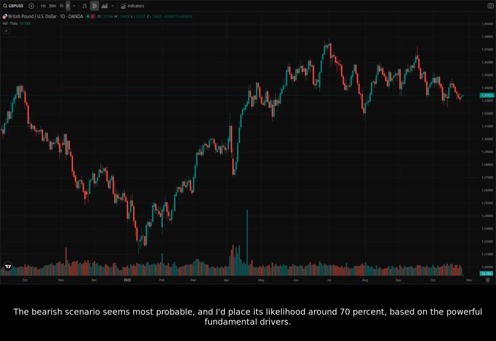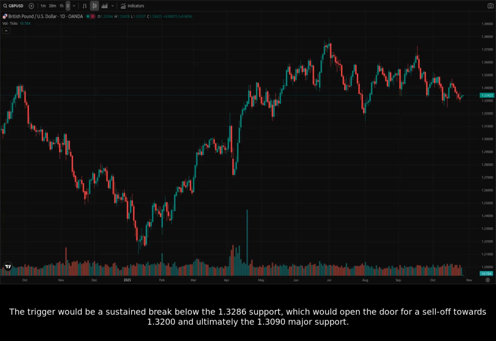The bearish scenario seems most probable, and I'd place its likelihood around 70%, based on the powerful fundamental drivers. The trigger would be a sustained break below the 1.3286 support, which would open the door for a sell-off towards 1.3200 and, ultimately, the 1.3090 major support.